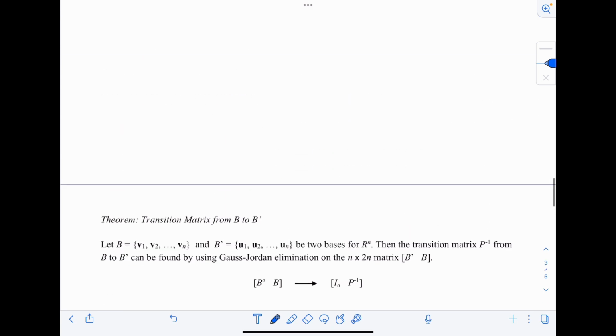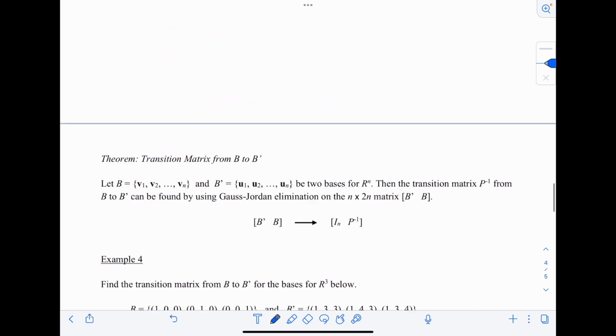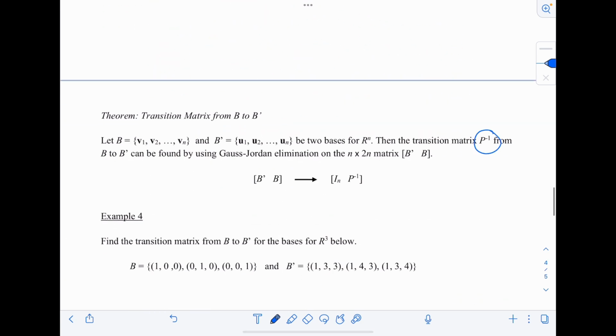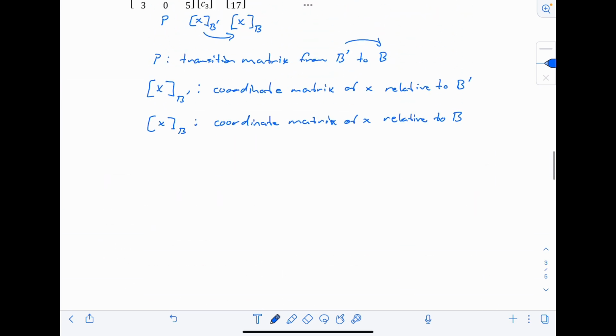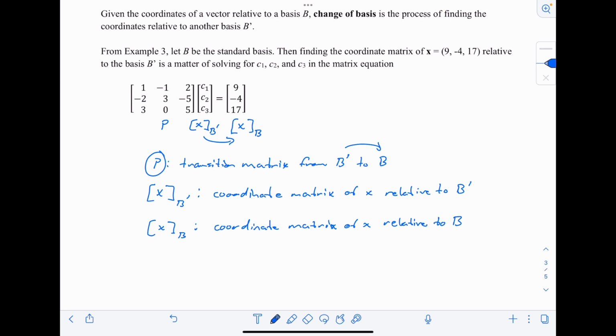Now let me just pause for a minute and go back up here, because all of a sudden they introduced this P inverse. Where did that come from? Well, we said that P is the transition matrix from B prime to B. In other words, think of P like a function, taking us from B prime to B. It's mapping B prime to B.